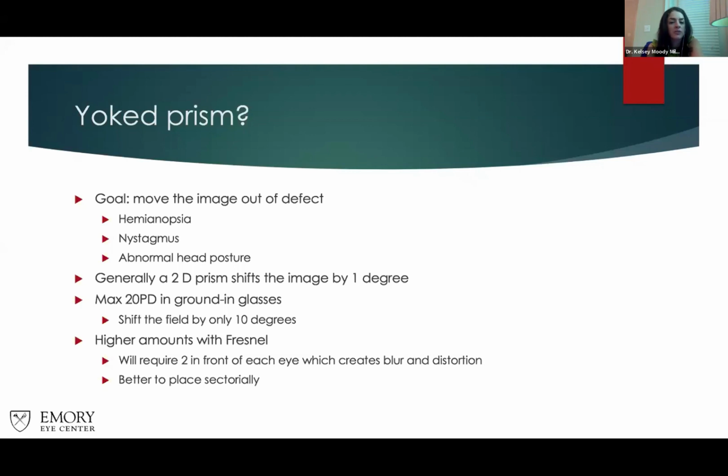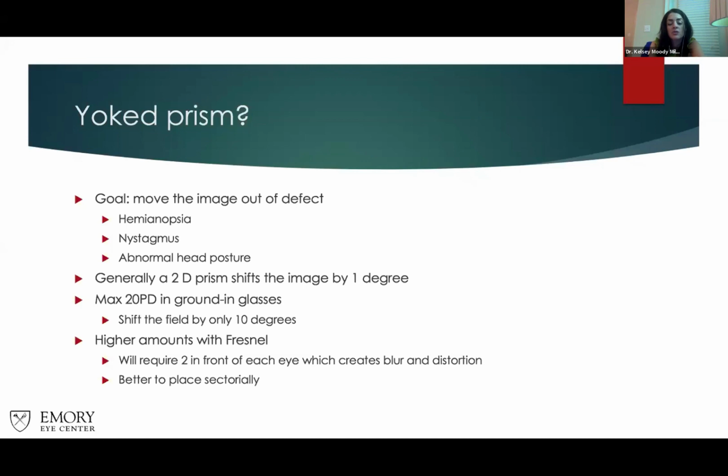An important thing to remember, though, is that a 2-diopter prism only shifts the image by 1 degree. And so you really need a lot of prism to move the image in both directions. And what a yoked prism is, for some people who may not know that, is putting the prism in the same direction in both eyes to move the image. So if you want to move the image up, you're going to put base down prism, it'll shift the image up. For visual field defects, you want to put the prism base in the direction of the defect, so it shifts the image out of the visual field defect.